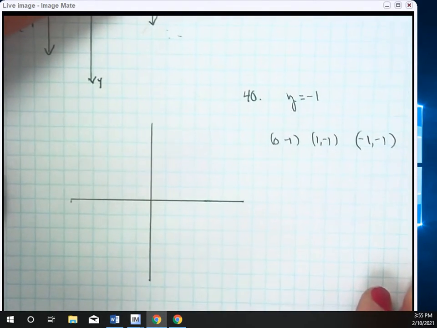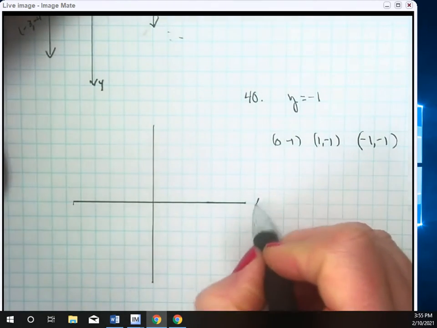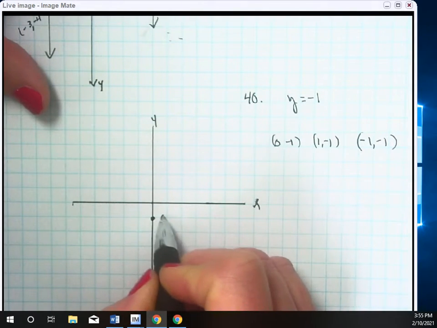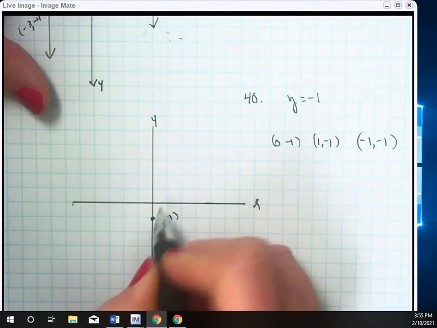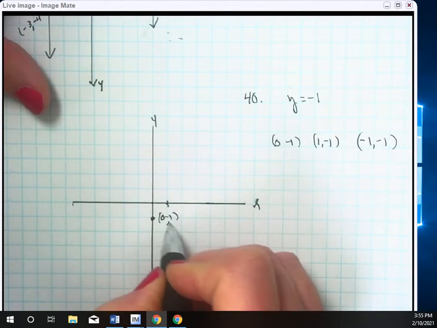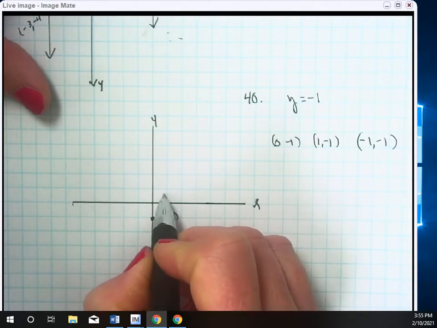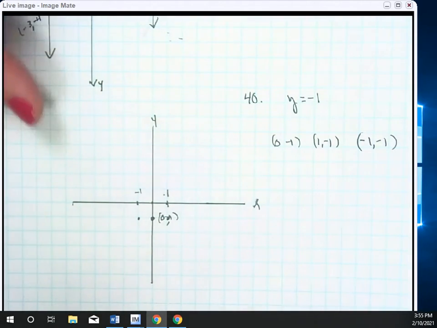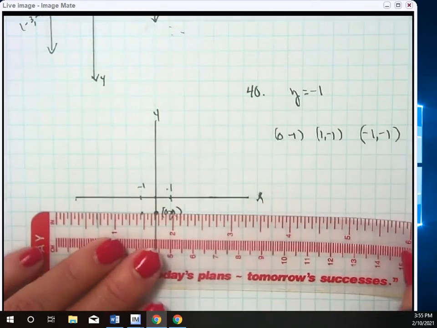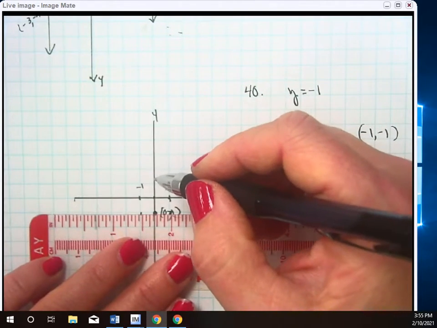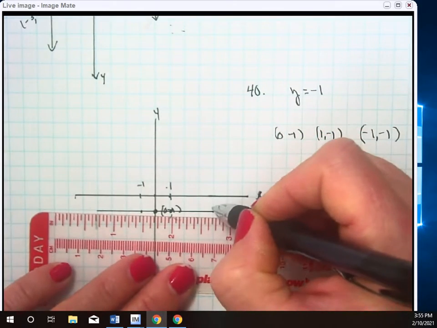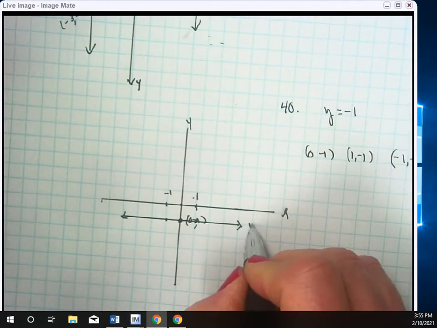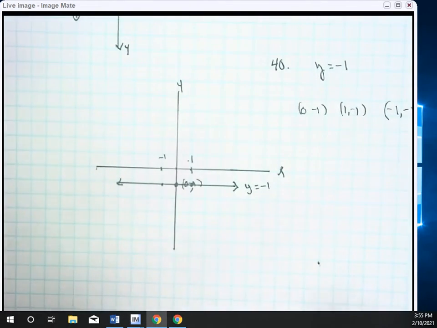It really doesn't matter what point you pick, but to get your line, it'll tell you where you're going. The (0, -1) means I do not go left and right. I go down 1. (1, -1) tells me I go to the right 1 from the origin and down 1. (-1, -1) says to go left 1 and down 1. And I think 3 points are probably sufficient for you to see that anytime you have y is equal to, you are going to have a horizontal line. All of the y values on this line are at y equals -1.